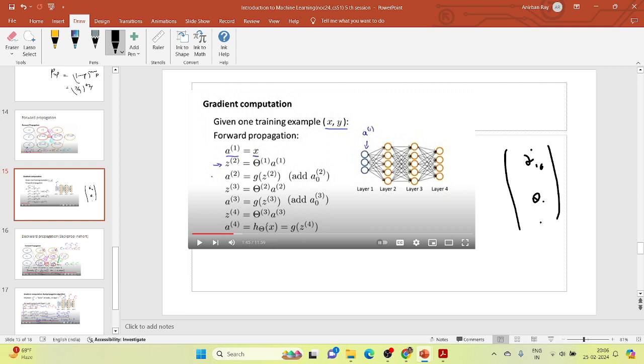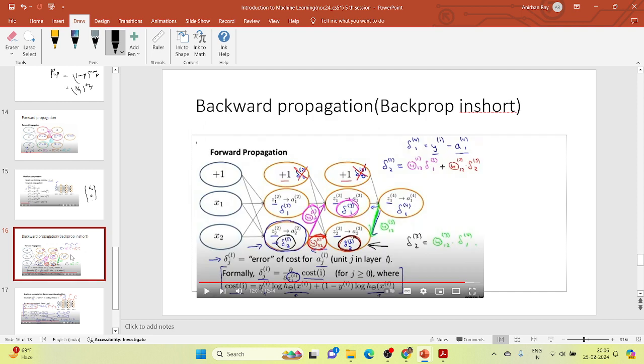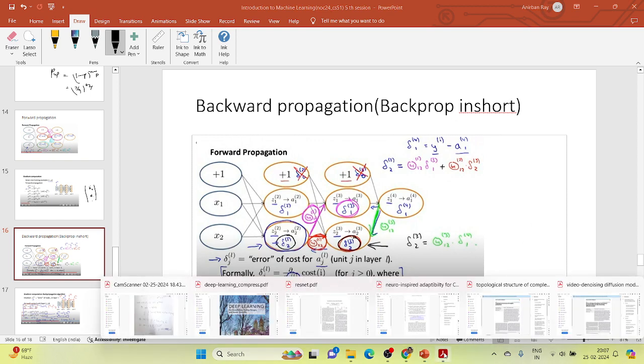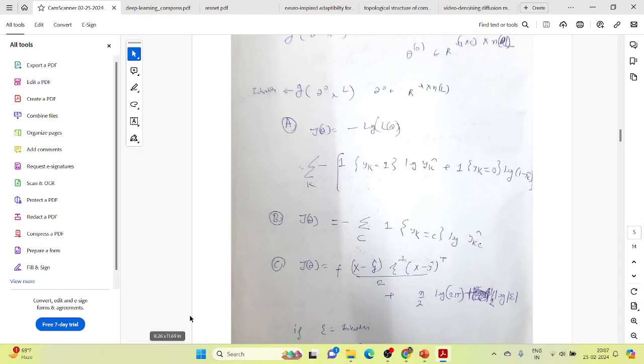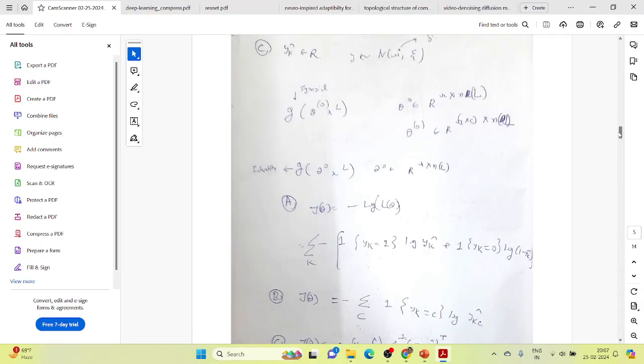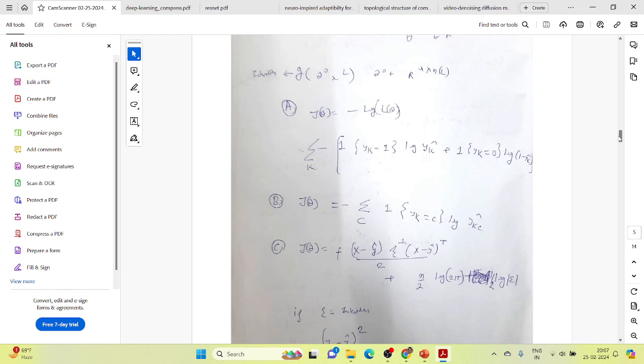No doubt? Okay, let's move. Backpropagation, right? Let me show you then. There's a lot there actually. Able to cover.